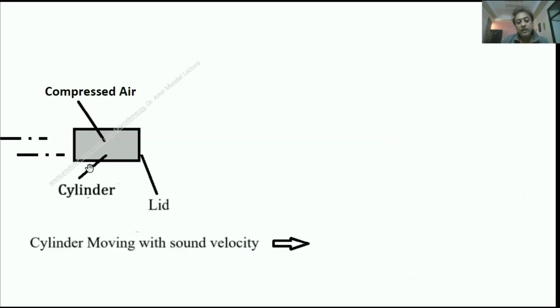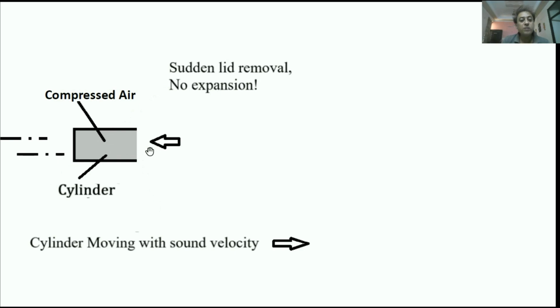Now, in case the same cylinder is moving with the velocity of sound, meaning compressed air is there inside the cylinder, and the cylinder is moving in the x direction with the velocity of sound itself, and now the lid is opened, no expansion will take place. You know why? Because the gases want to expand with the velocity of sound, however, with the same velocity they are coming back. So you can learn it like this: the velocities are cancelling each other. The velocity by which the gases want to expand, with the same velocity they are going inside, so no net velocity will be there, so no expansion will take place.